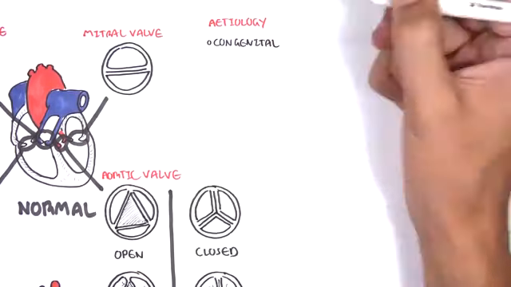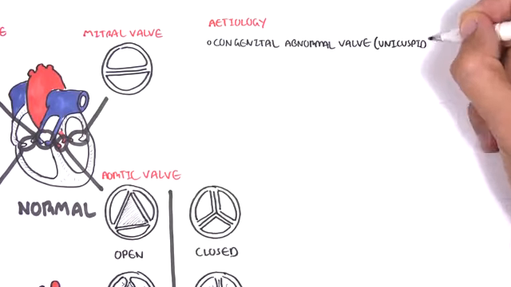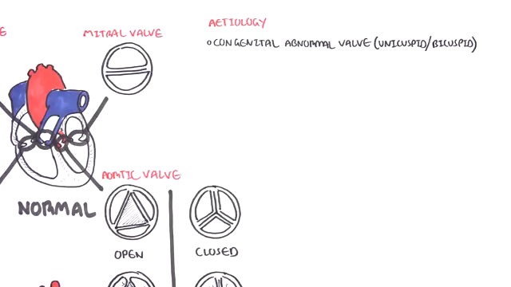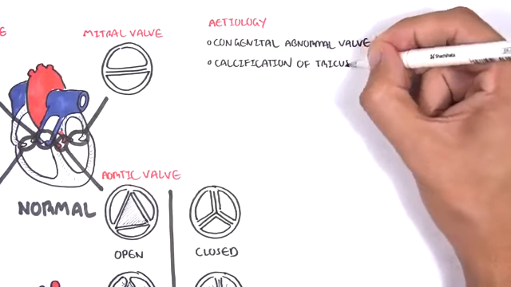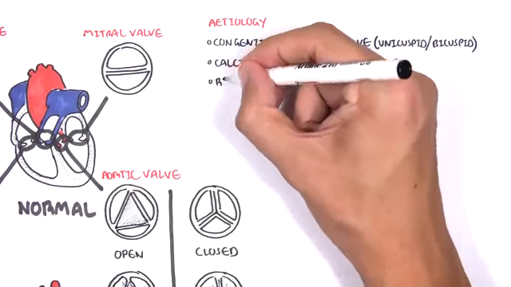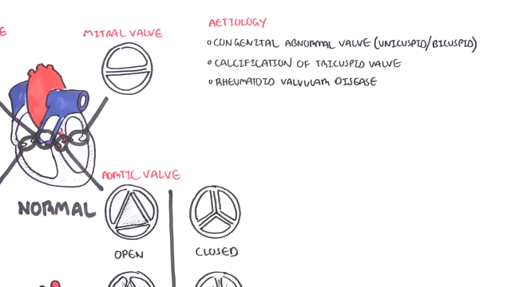There are three major etiologies of aortic stenosis. One is congenital abnormal valve, a unicuspid or bicuspid aortic valve. 2. Calcification of the aortic valve, usually with age. And 3. A rheumatic valvular heart disease.